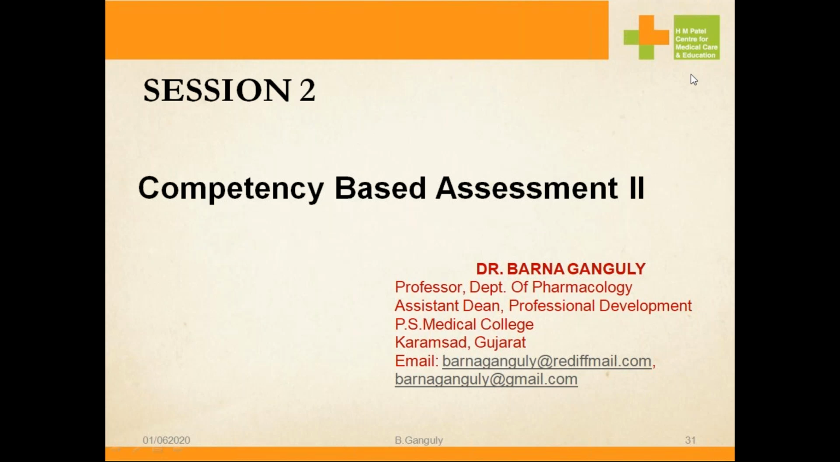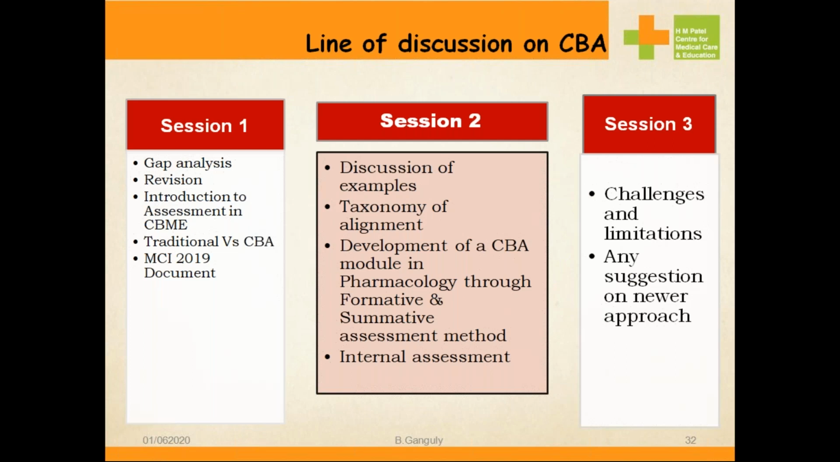In the last session, we started discussion on competency-based assessment. In that, we started with a problem. We will come back to the problem perhaps in the next session. We revised certain terminologies which theoretically we know, but now because of the entry of the new system of competency-based medical education, we have again revised those. Most of us studied and worked in the traditional system, till last year, but from this year we will be in a new system.